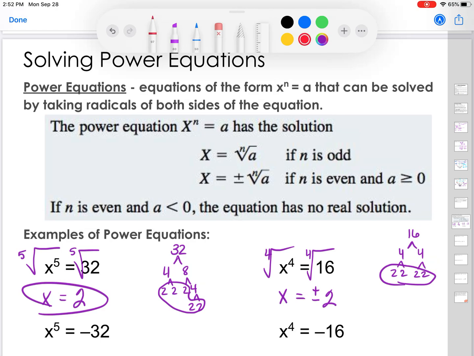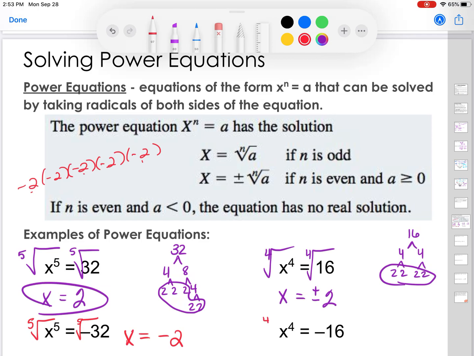All right, let's take a look at the next one. So we have negative 32. If I do the fifth root of both sides, in order to get negative 32, that means 2 must have been negative. So we have x is equal to negative 2. That works, no problem. Think about it. If I write it out, negative 2 times negative 2 times negative 2 times negative 2 times negative 2, 1, 2, 3, 4, 5 negative signs gives me a negative solution.